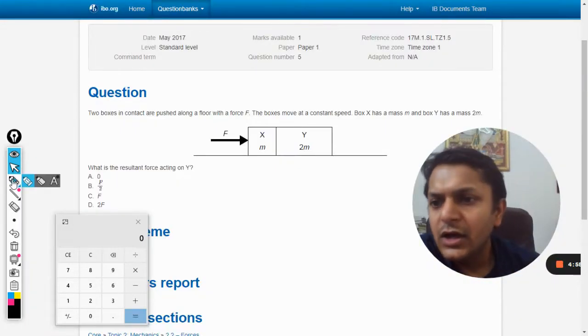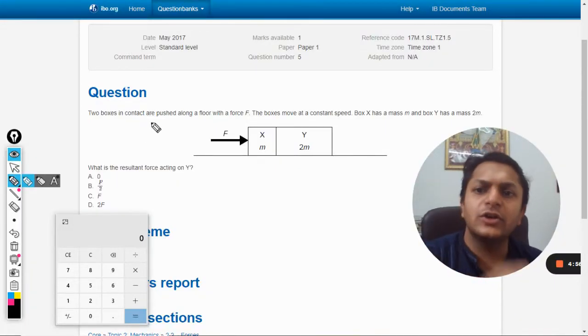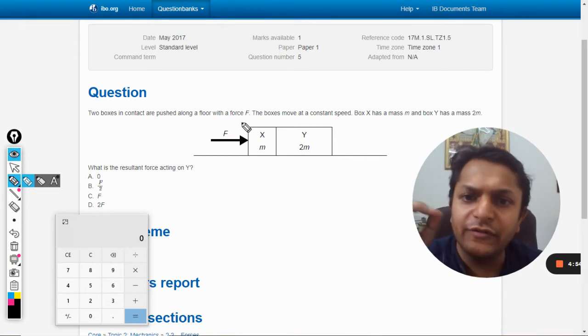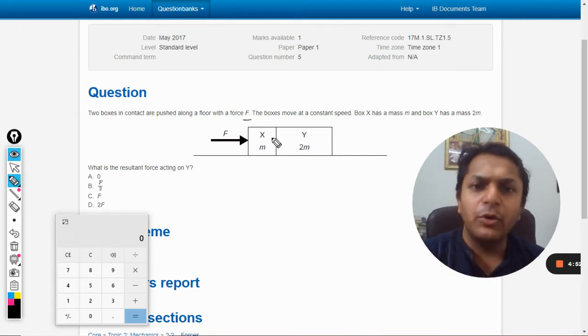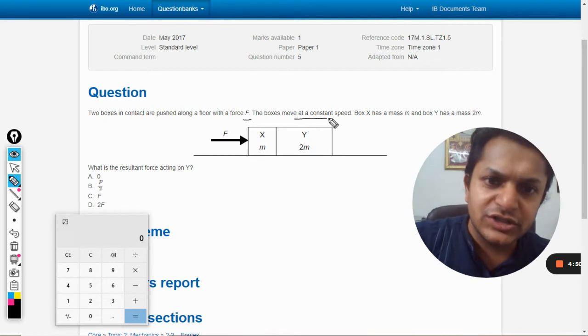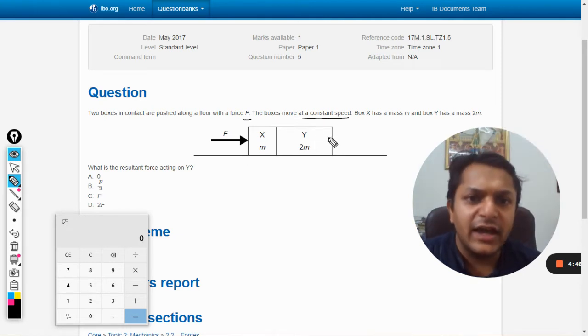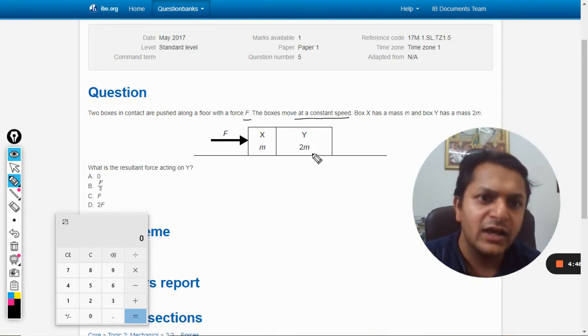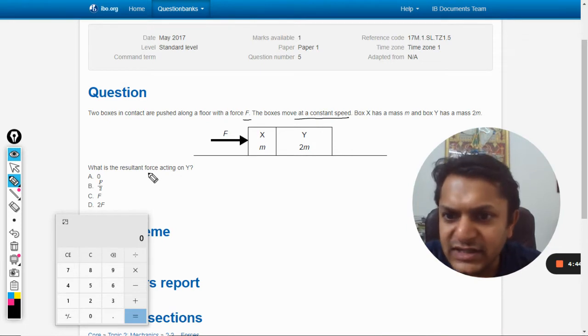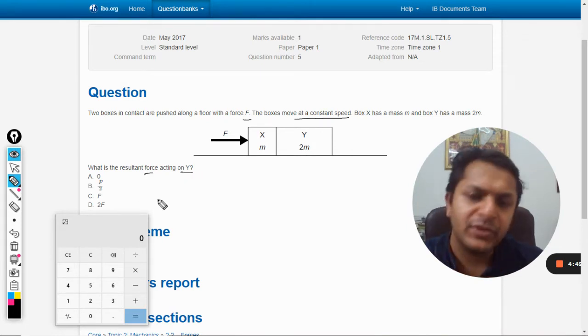Okay. According to the question, two boxes in contact are pushed along the floor with the force F. The boxes move at constant speed. Box X has the mass M and Y has the mass 2M. What is the resultant force acting on Y?